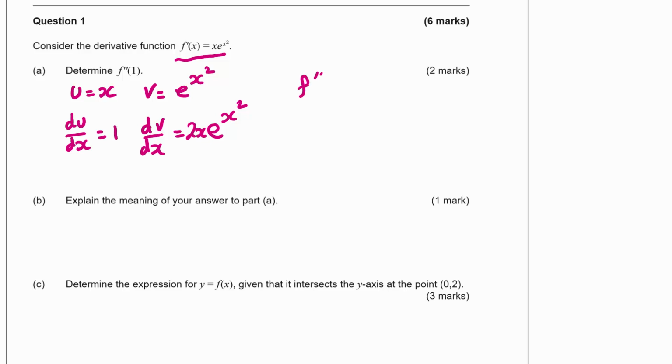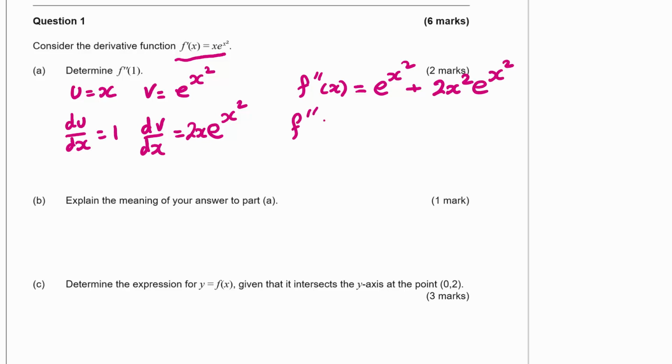And so our f double dashed of x is going to be v du dx, so that's e to the x squared times 1, plus u dv dx, so that is going to be x times 2x e to the x squared, which would be 2x squared e to the x squared.